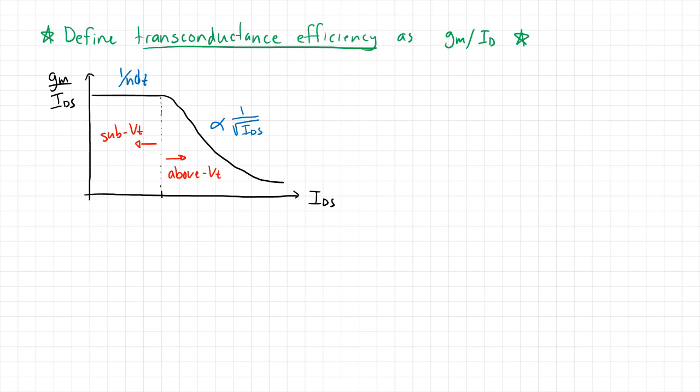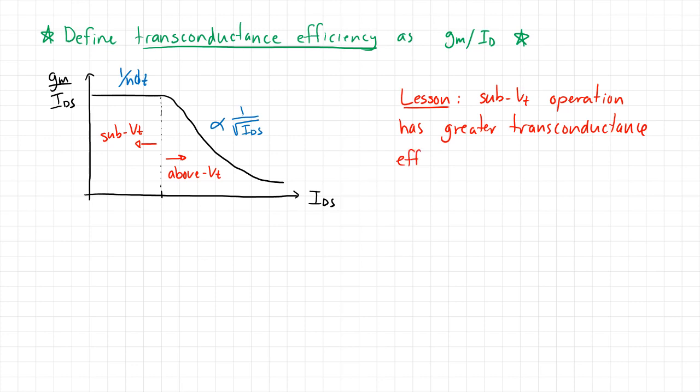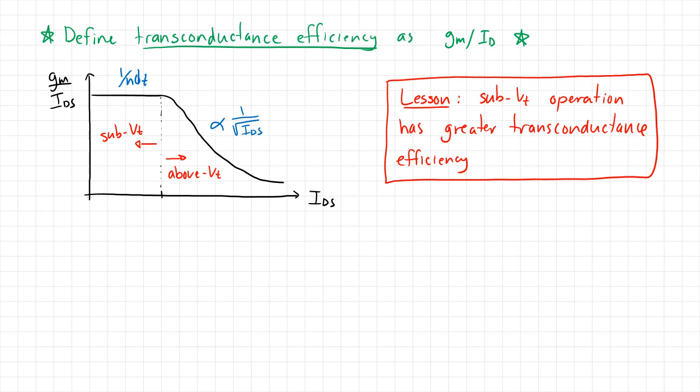So the lesson we can tell ourselves here is that subthreshold operation has greater transconductance efficiency than in above threshold. And that's really important. If you want to get the most bang for your buck, you want to get the most transconductance, which is an important parameter for gain and so on of amplifiers, then you're actually better off doing this in subthreshold. You will burn less power to get that same amount of transconductance.